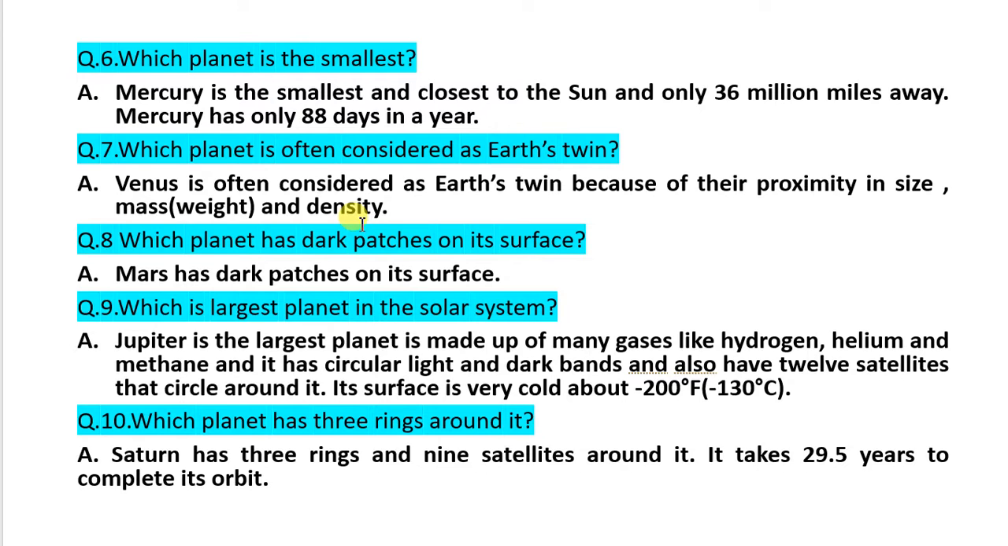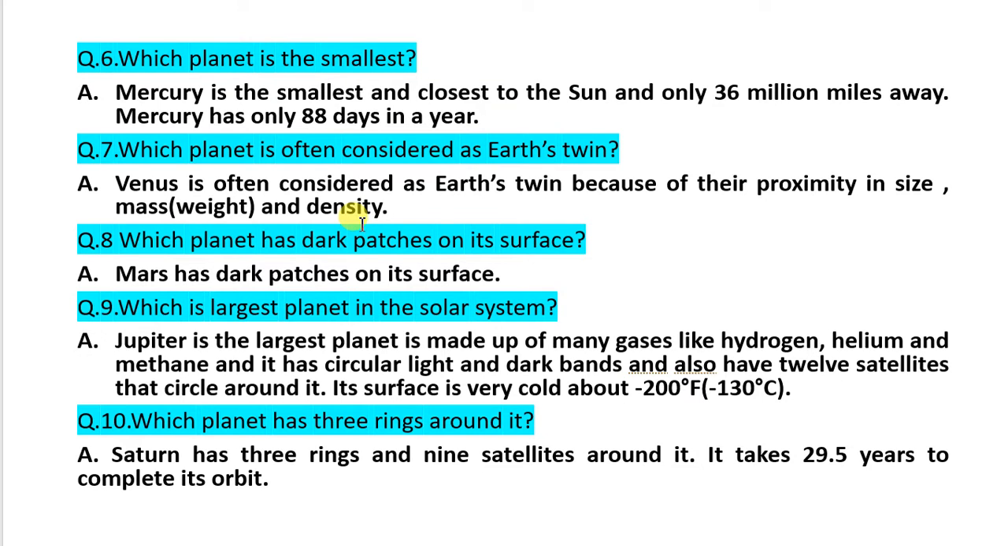Next question: which planet is often considered as Earth's twin? Answer is Venus is often considered as Earth's twin because of its proximity in size, mass, weight and density. Venus is similar to Earth. Next question: which planet has dark patches on its surface? Answer is Mars has dark patches on its surface.